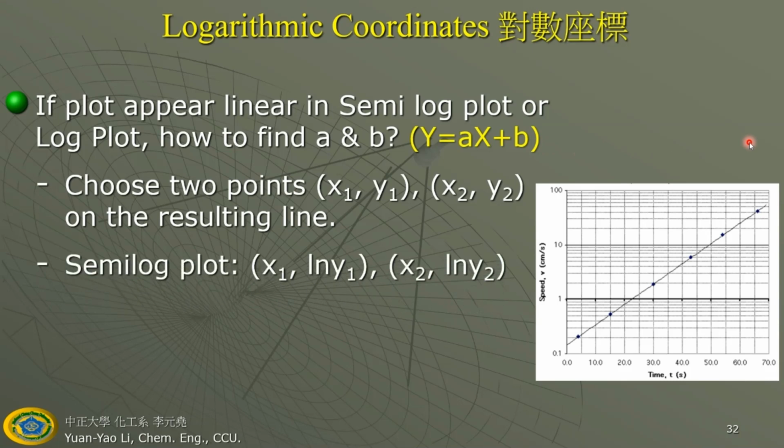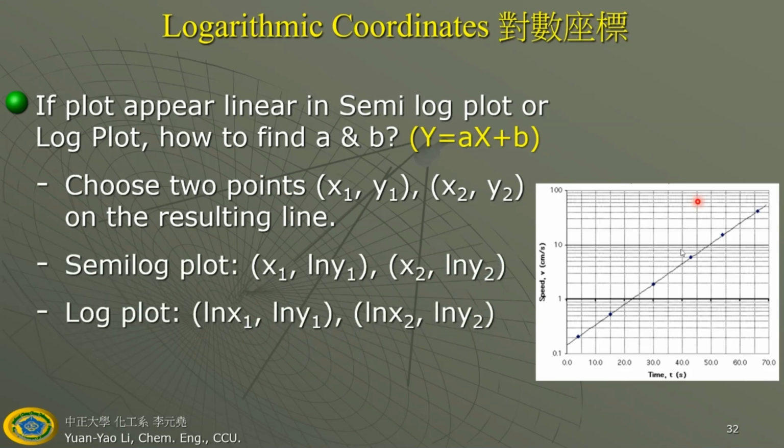How about a semi-log plot? That will be the same, right? So you just pick 2 points. Assume these 2 points can fit this line, can represent this line very well. So you just pick 2 points and write down, give me the answer. Okay? Are you with me so far?